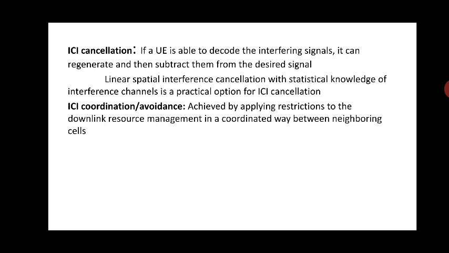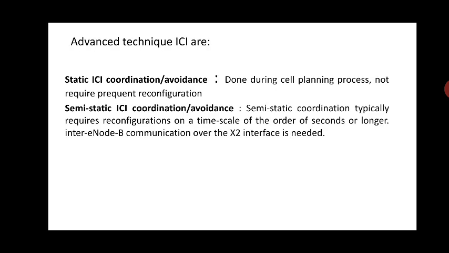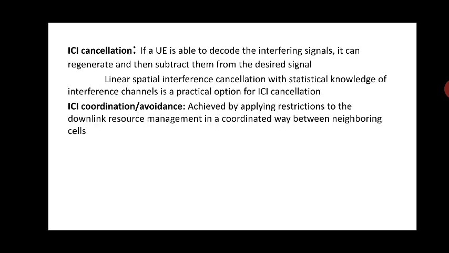Since it requires an additional E node B to maintain this, because in order to manage the allocation of the resources, we require a separate E node B for measurement and reporting also. These are the basic ways in which ICI can be mitigated.